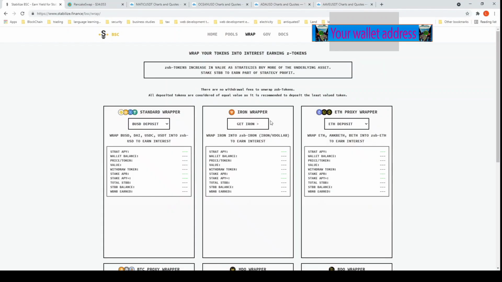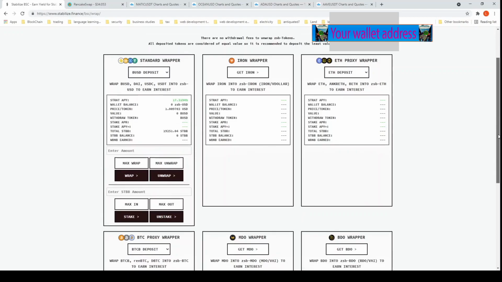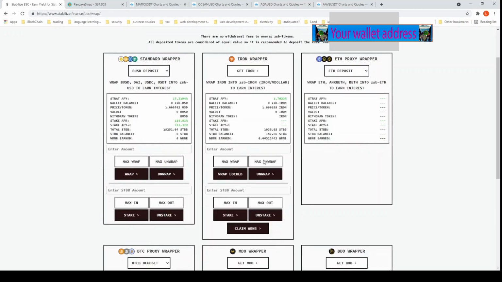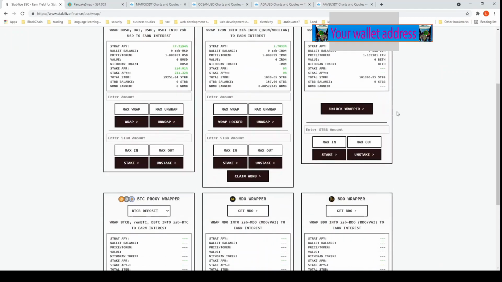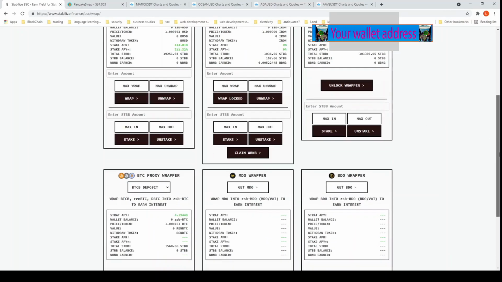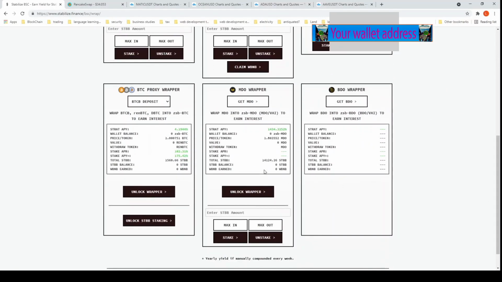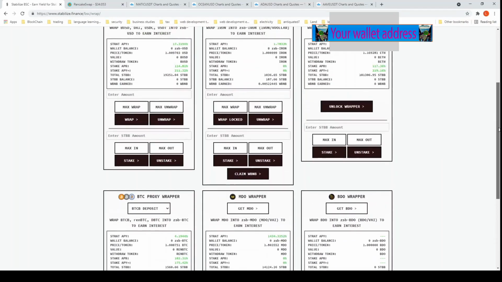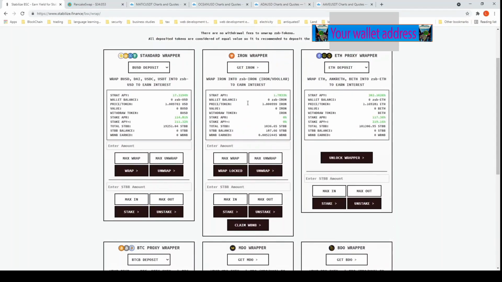So I'm going to go back to the wrap, because if I want to use my STBB that I claim, I will then just simply max wrap or just wrap into one of these card strategies here. And when I do, for instance, if we go up here, we see that I have STBB staked in Iron in this process, and it's giving me WBNB. So I have now done a full connection through my strategy through Stabilized Finance, because in conclusion, if we do a path, I transferred stuff over Binance Smart Chain.